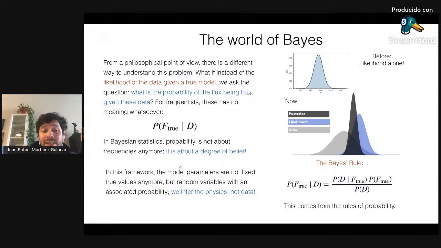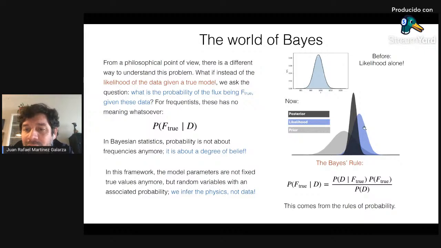So what that implies is that model parameters are not fixed values anymore. They become random variables themselves. So we can assign to them a probability distribution function, and we're going to describe them in terms of the probability of them having a specific value or a range of different values. So the way in which this modifies our understanding of probabilities is that before we were dealing only with the likelihood, right?